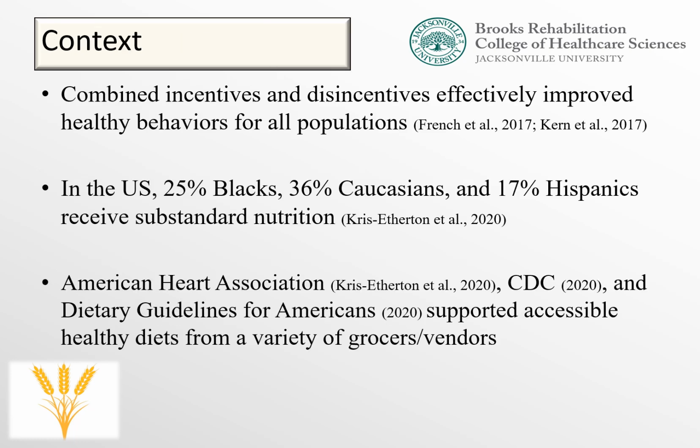So the context was that combined incentives and disincentives effectively improved healthy behaviors for all populations. In the United States, 25% of Blacks, 36% of Caucasians, and 17% of Hispanics receive substandard nutrition. And the American Heart Association, the CDC, and the Dietary Guidelines for Americans supported accessible healthy diets from a variety of grocers and vendors.